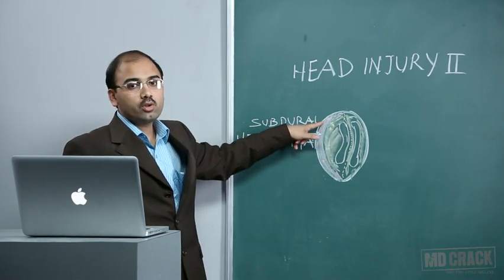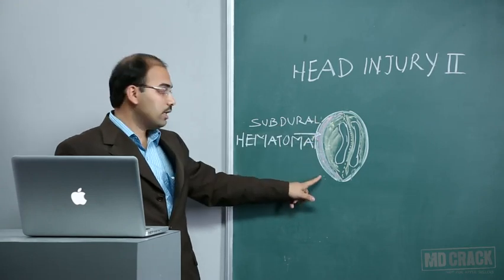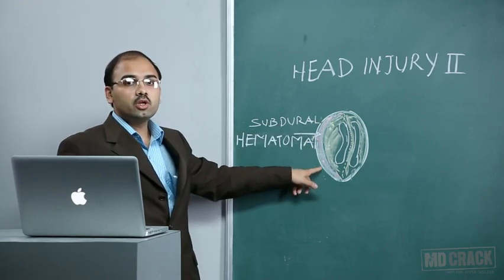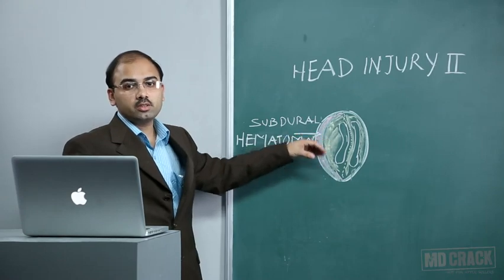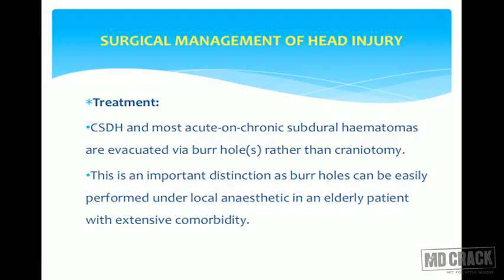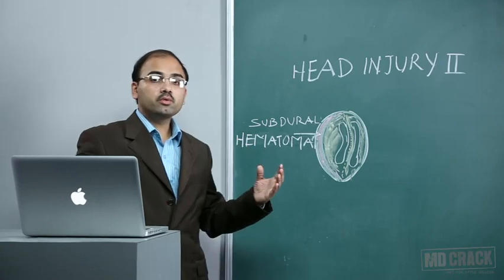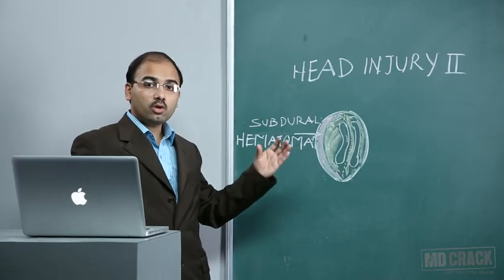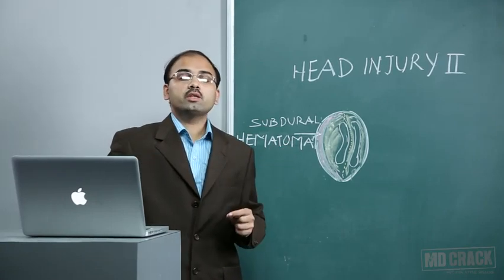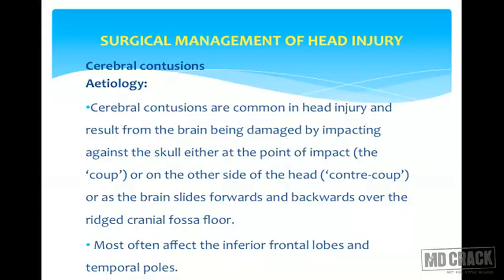So you can have boreholes created at frontal region and at the temporal or occipital region through which you can drain this hematoma. So this is an important distinction as boreholes can be easily performed under local anesthesia in elderly patient with extensive comorbidity. So as compared to acute subdural hematomas, the chronic subdural hematomas can be managed under local anesthesia. Now we'll move on to one more entity called as cerebral contusions.